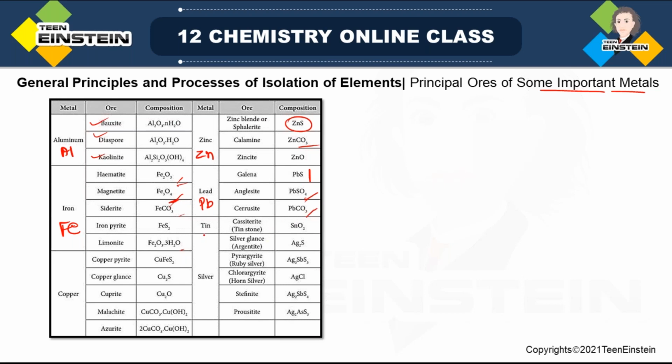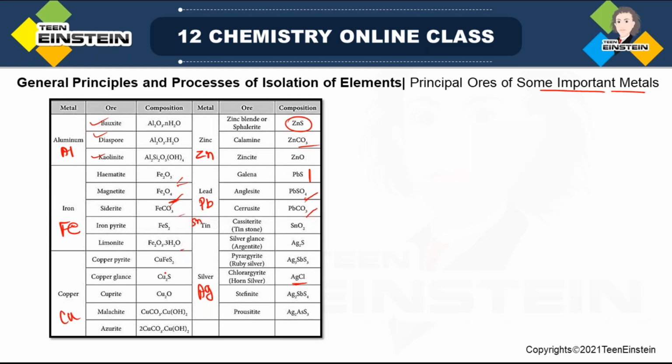Then tin, that is SnO2, which is an oxide. Then we have silver. Under silver we have silver glance. Mostly you will see sulfide ore, oxide ore and carbonate ore; these three are very common. Ag2S, and Ag3SbS3, so there is also the presence of antimony. Then AgCl, though these are not mainly used; mainly silver glance, that is Ag2S, is used.